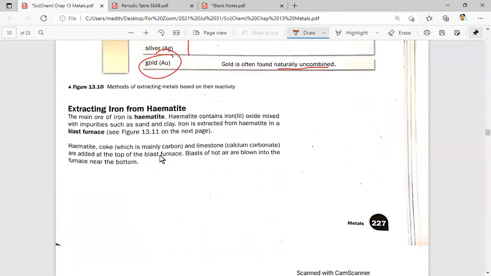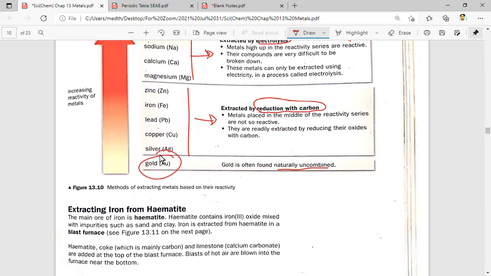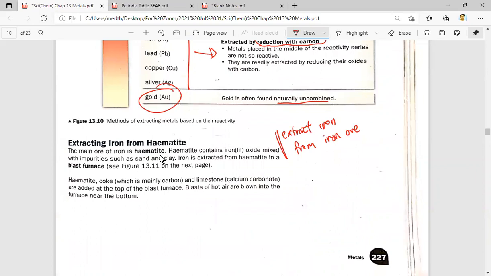Now, we have learned how we can obtain the pure metals, either by electrolysis or by reduction by carbon. We're going to go in depth into one of them. We're going to look at how we can extract iron from iron ore. You learned about the reactivity series and which method to use to extract the pure metals. Now we're going to zoom in to look at how we can extract the iron from the iron ore. This is where you have this word hematite.